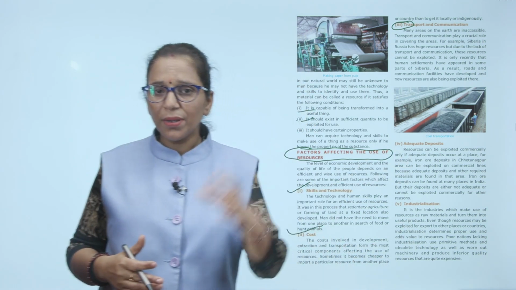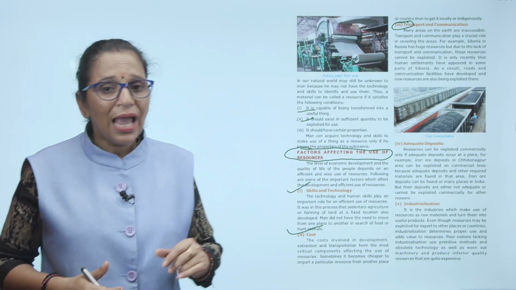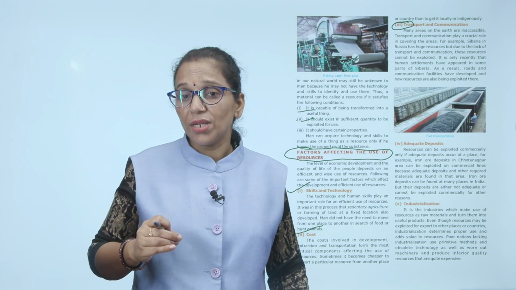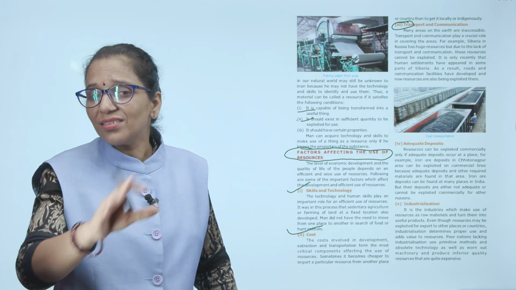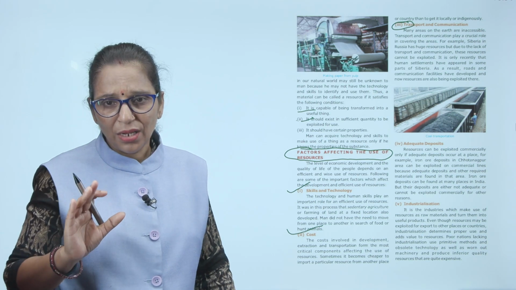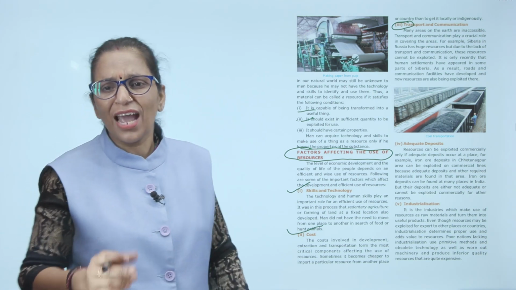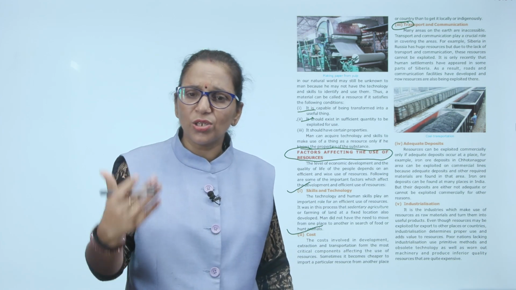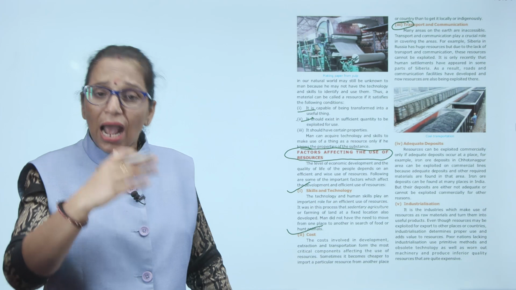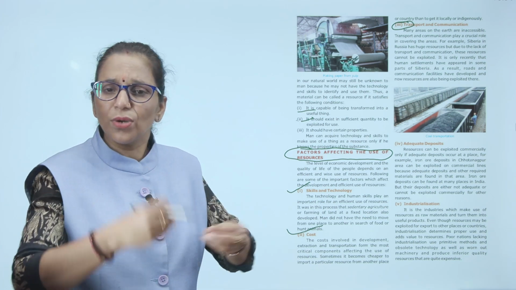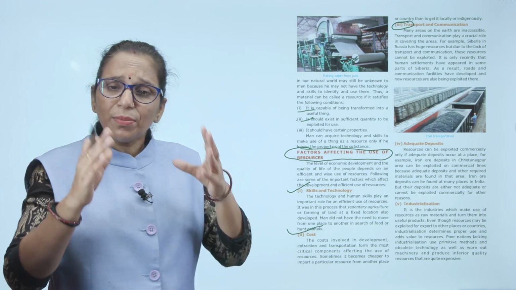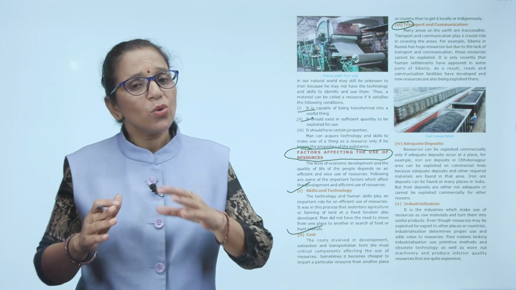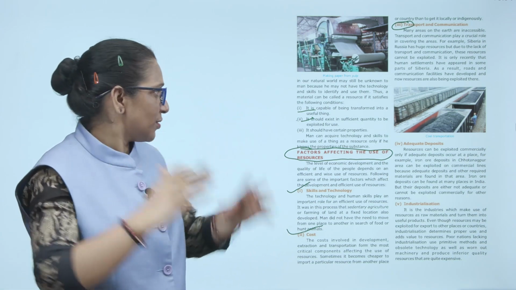For example, Siberia, which is in Russia, has huge resources, but due to the lack of transportation and communication, these resources are still not exploited, not in use. It is only recently that human settlements have appeared in some parts of Siberia. As a result, some roads and communication facilities have developed, and nowadays resources are also going to be exploited there. It means if the country does not have developed transportation and communication, we cannot extract the resources.